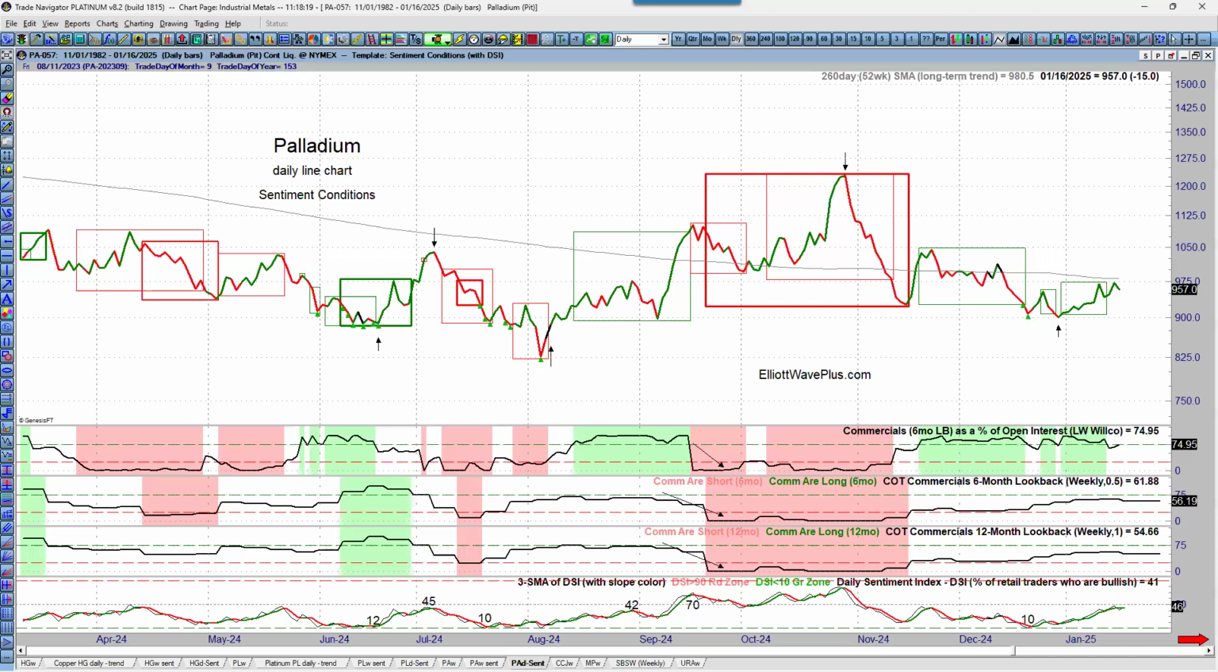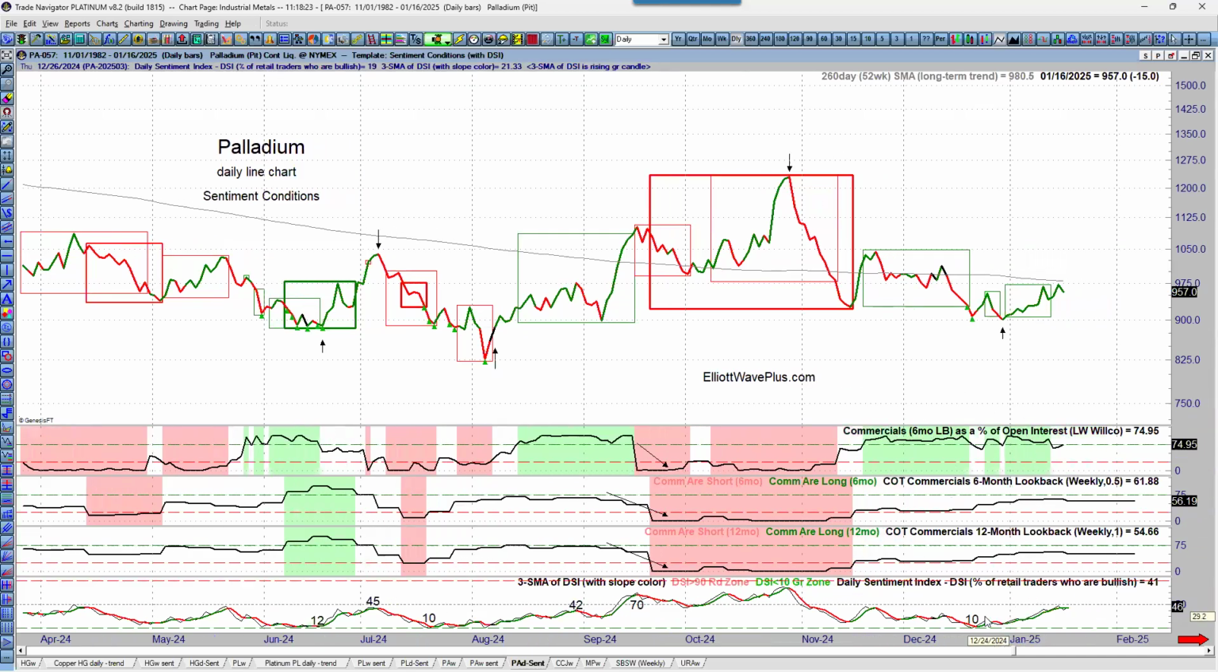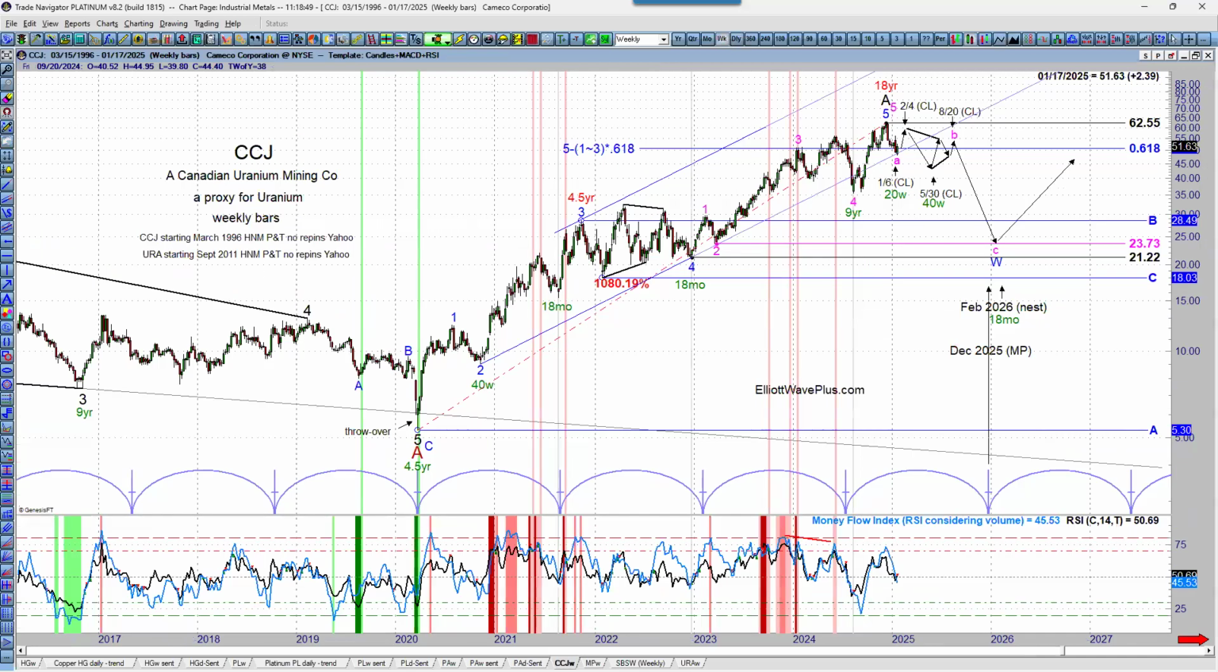And that's the weekly chart. Here's the daily palladium. Commercials getting longer. I think that low there on December 30th, in the last week of last year, created as close to a perfect storm as we're probably going to see develop in the near term on palladium.